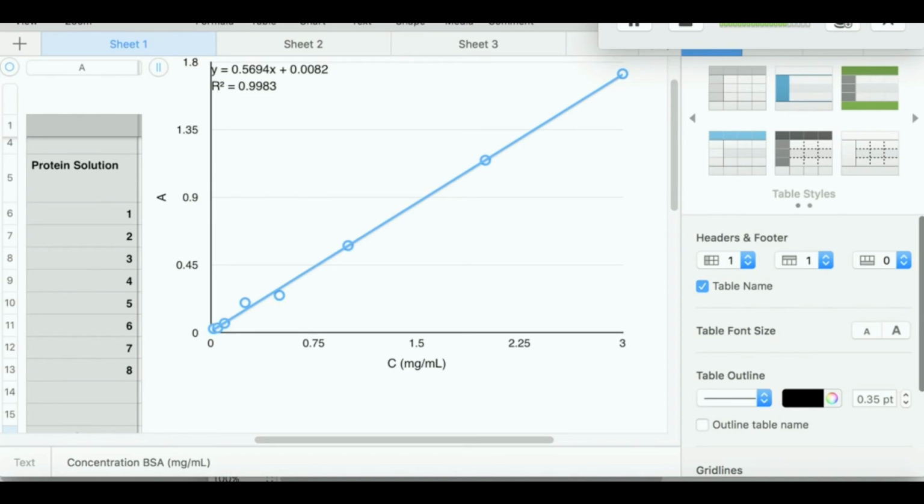Remember, the extinction coefficient, or this slope right here, 0.5694 or whatever it is for your data, those units are dependent on the units of your concentration here. So if your concentration is milligrams per mil, then this number will be in units of milliliters per milligram. If your concentration on this plot was converted to molar, then this number will be in units of inverse molar, or 1 over molar.